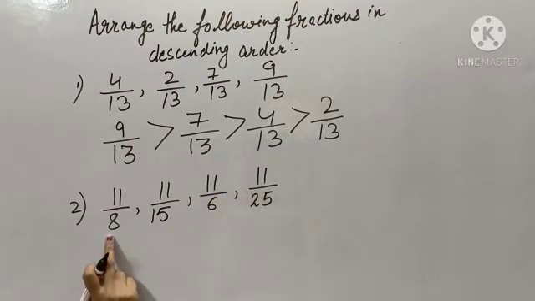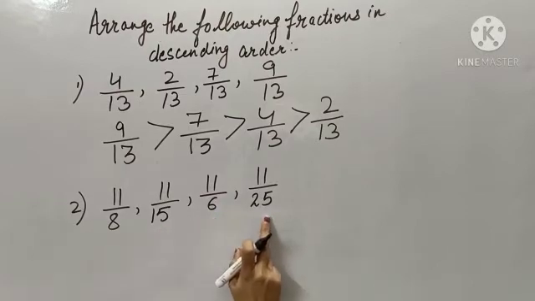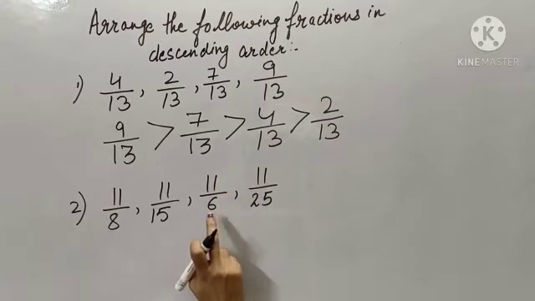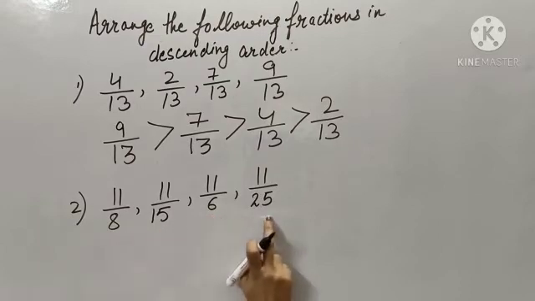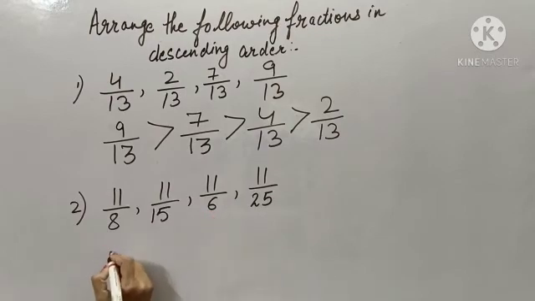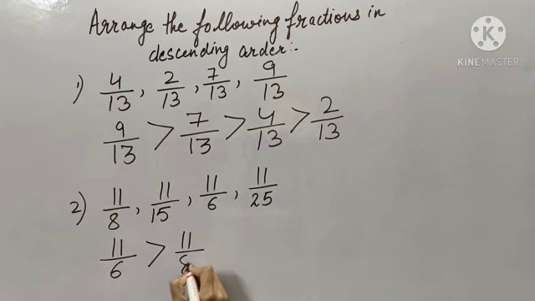You can see here the denominator is 8, here 15, here 6, here 25. Only 11 upon 6 has the smallest denominator among all. 8, 15, 6, 25. Which is the smallest denominator? 6. So 11 upon 6 represents the biggest fraction. So first of all I will be writing my biggest fraction, greatest fraction. Then what will come? 8, 15 or 25? Obviously 8. So 11 upon 8 I will be writing.